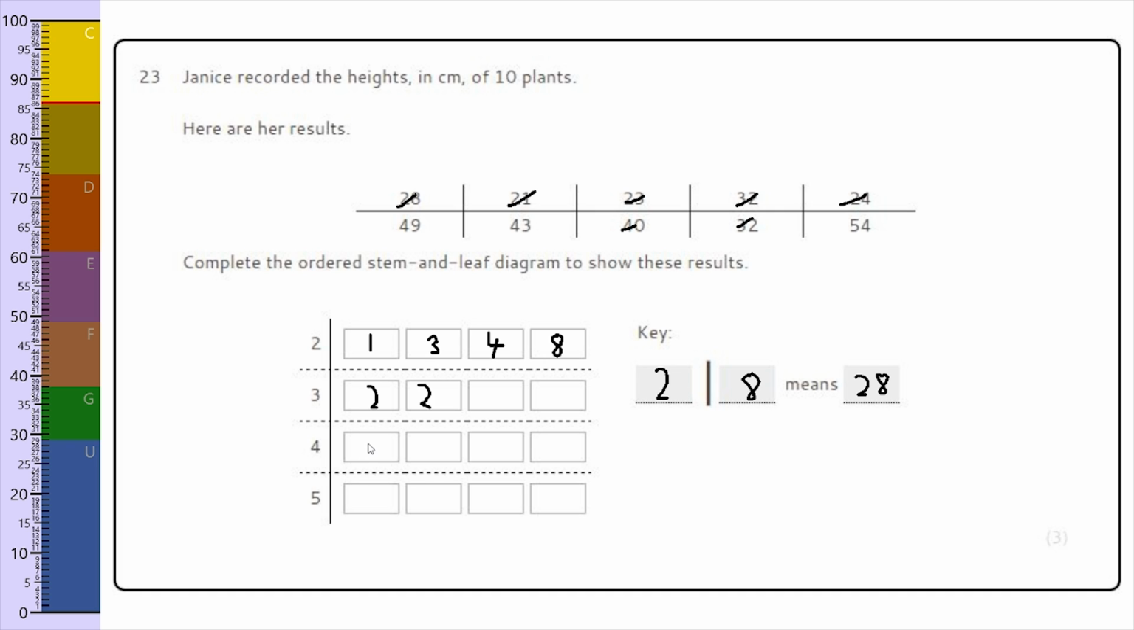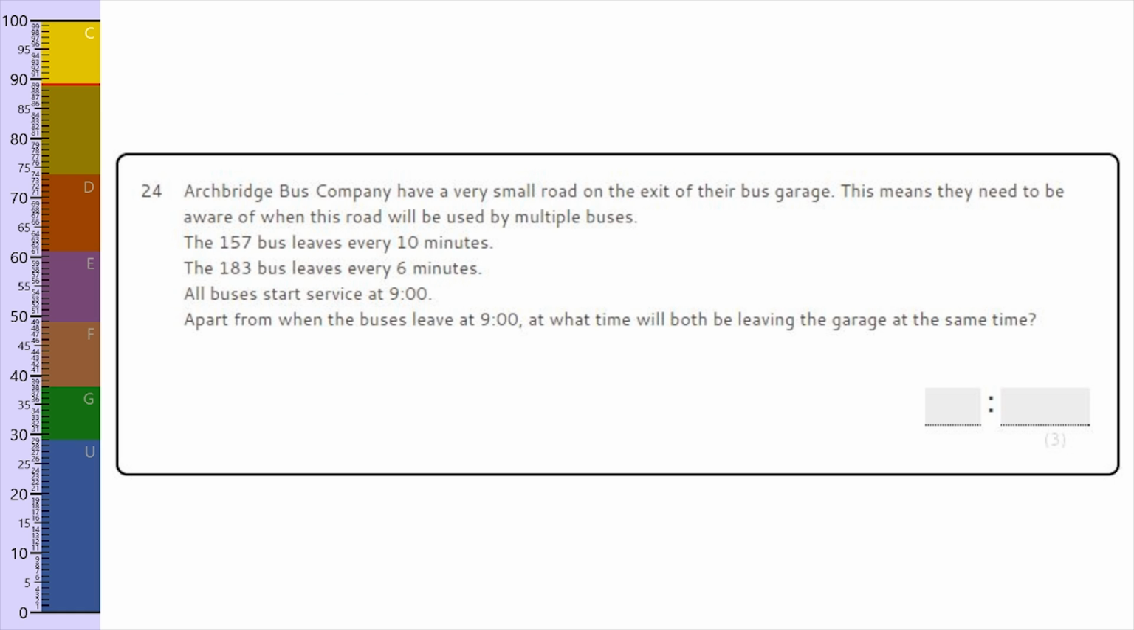40, so that becomes a 0, 43, 49, and we've got a lonesome 54 there. Okay, so first mark for filling this in, second mark for having these in order, and they are all in order, and then last mark for the key. Okay, let's move on to question 24. If you'd like to pause the video now and have a go.